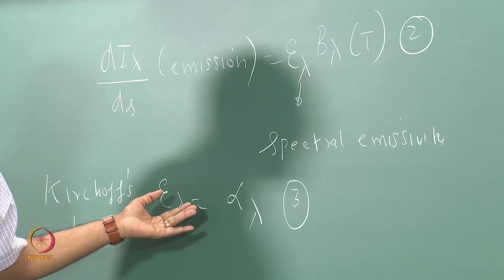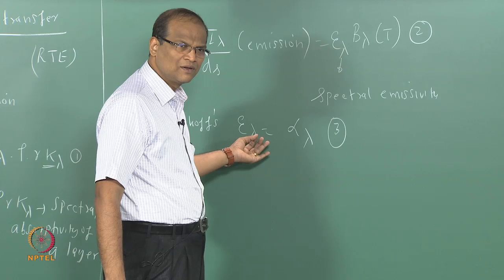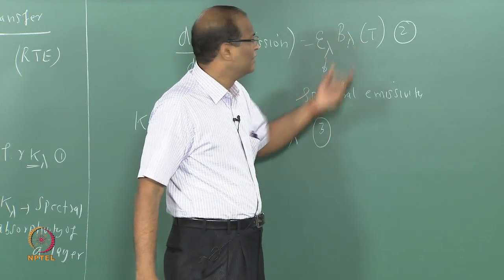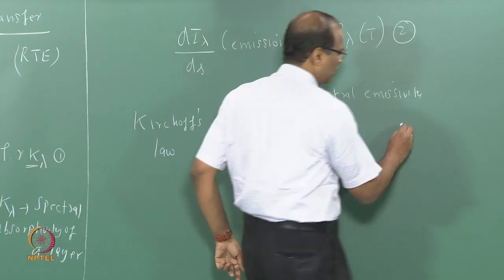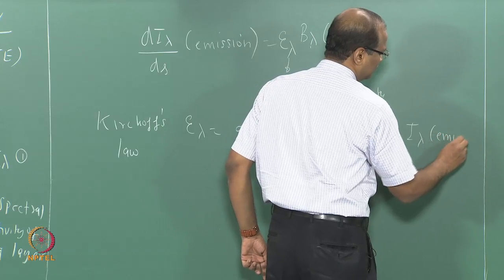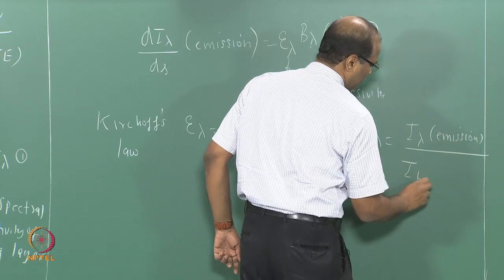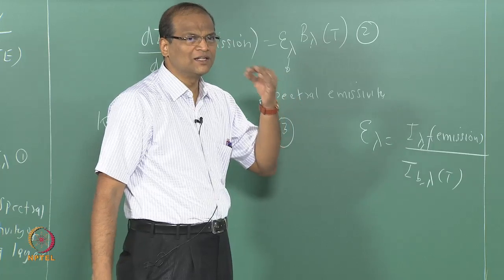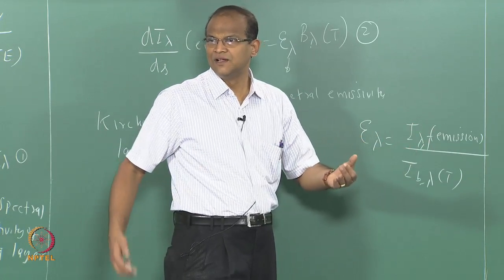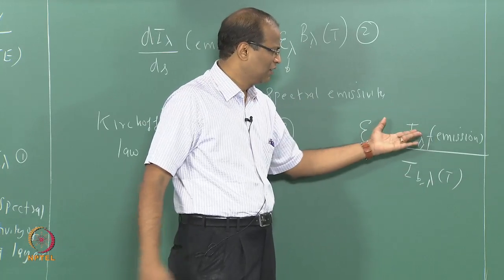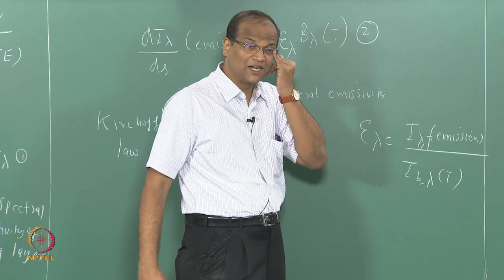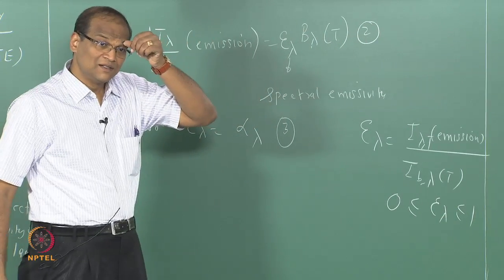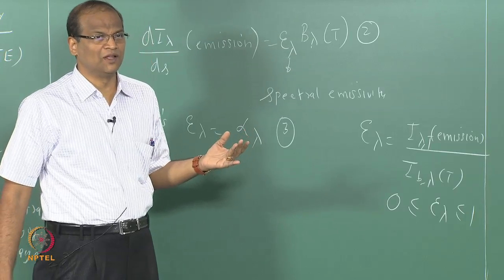Now why this? How do you know this is correct? The dI lambda by dS is equal to B lambda of T. There is no need that the atmosphere must be a black body. If it is not a black body, it should be multiplied by an efficiency factor. So epsilon lambda is nothing but I lambda emission by I B lambda of T. At a particular temperature and wavelength, what is the spectral emission from an actual surface or volume, divided by whatever is emitted by a black body at that temperature and wavelength. So it is a non-dimensional parameter which varies between 0 and 1. If it becomes 1, it becomes a black body. If it is 0, then it is no longer under consideration.